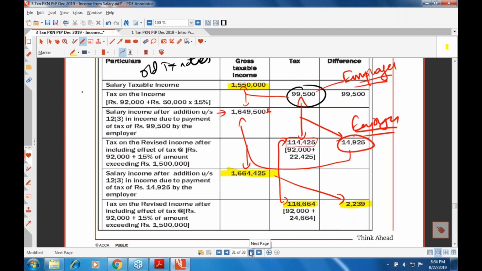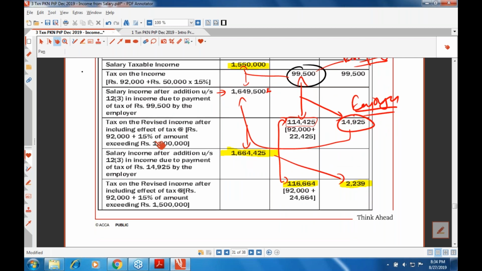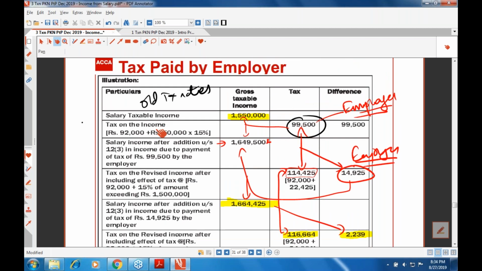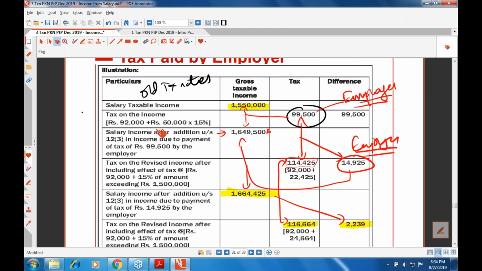Is it okay now? So what exactly is the concept of tax on tax? Tax on tax actually means where the employer pays the tax on behalf of the employee. Then we say that it's tax on tax. Okay, anyone has any questions here? If you have any questions, please do ask.